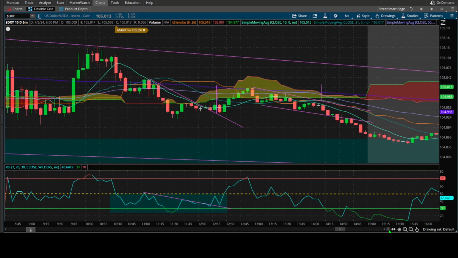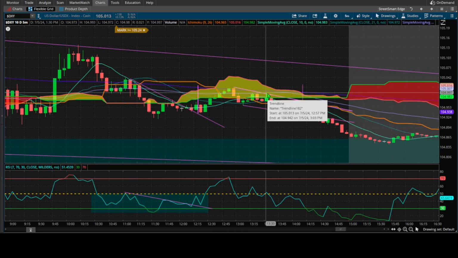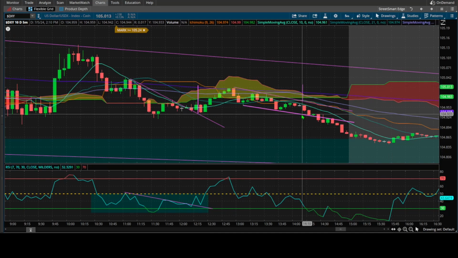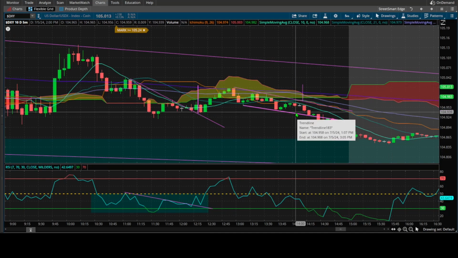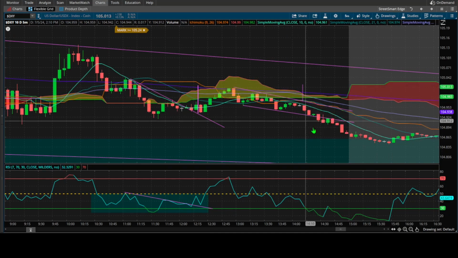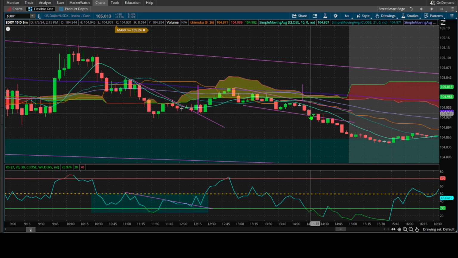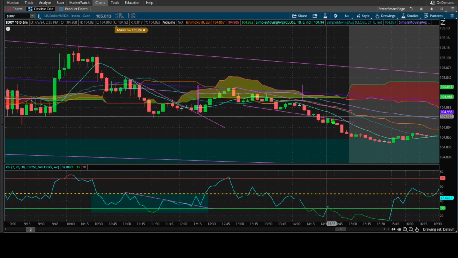And we'll keep going through here. And then I saw what was looking like a falling wedge pattern. And I thought, okay, finally, the dollar's about to break out. I was wrong. The dollar did break out, but it broke down to the downside.